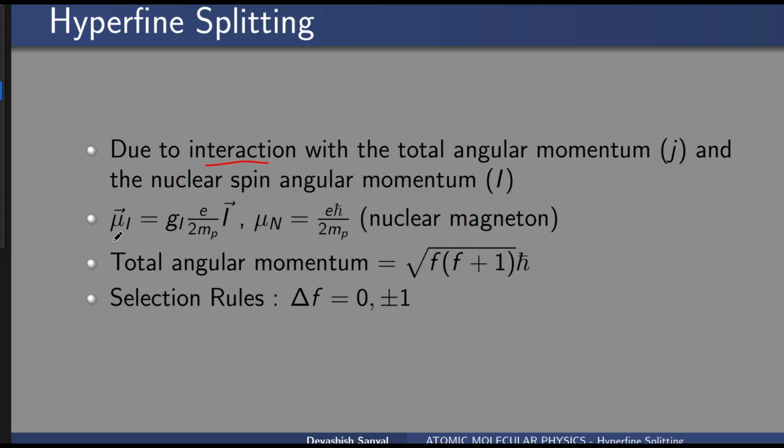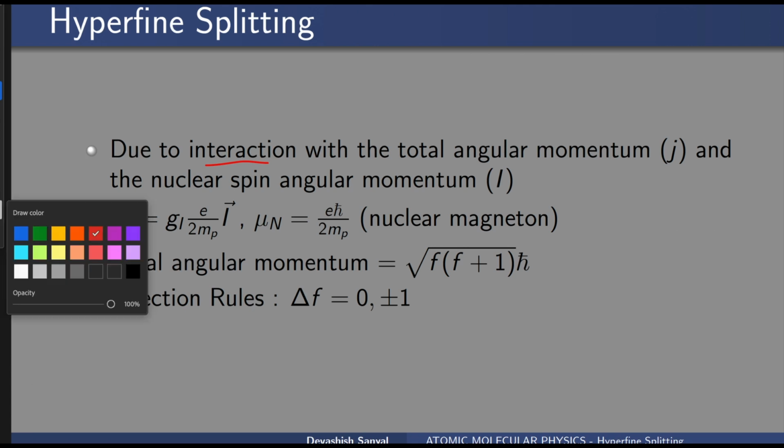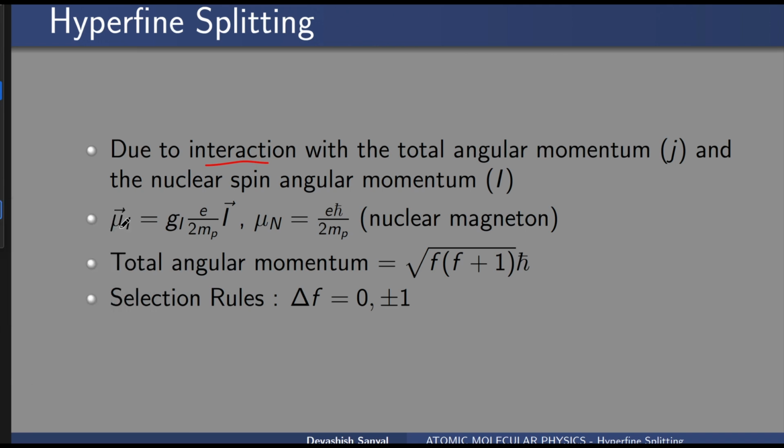So the nuclear magnetic moment mu I is given by g_I, this is the g factor for the nucleus, times e by 2 m_p times the I vector. Here m_p means the mass of the proton.